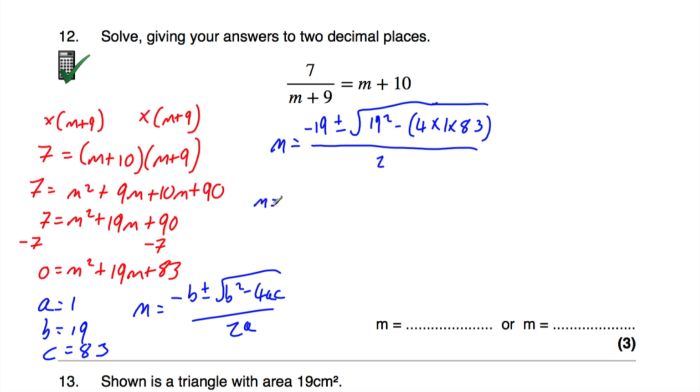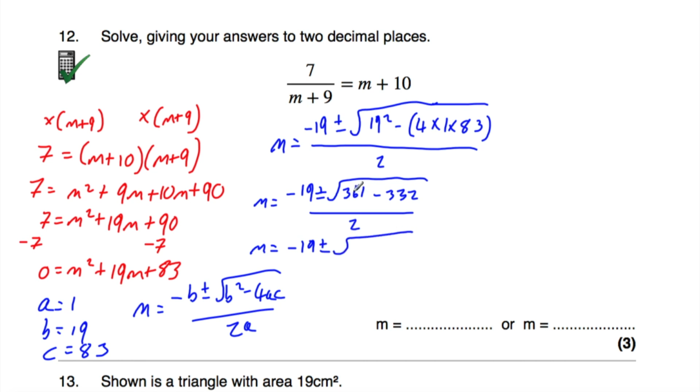So that means that m is equal to minus 19 plus or minus the square root of. Now 19 times 19 is 361. Subtract, and then we've got 4 times 1 times 83, and 4 times 1 times 83 is equal to 332. And that's all divided by 2. So now that means m is equal to minus 19 plus or minus the square root of, and 361 take away 332 is equal to 29, all divided by 2.